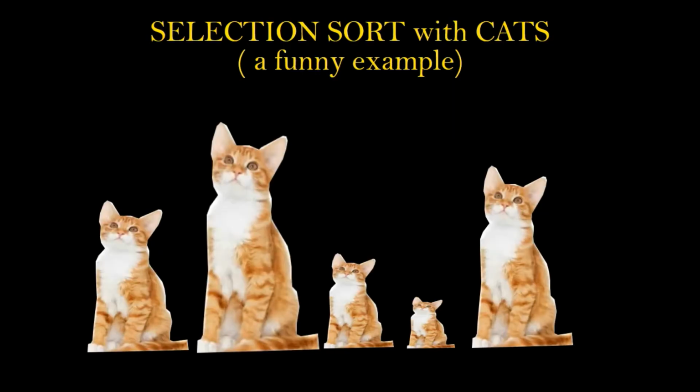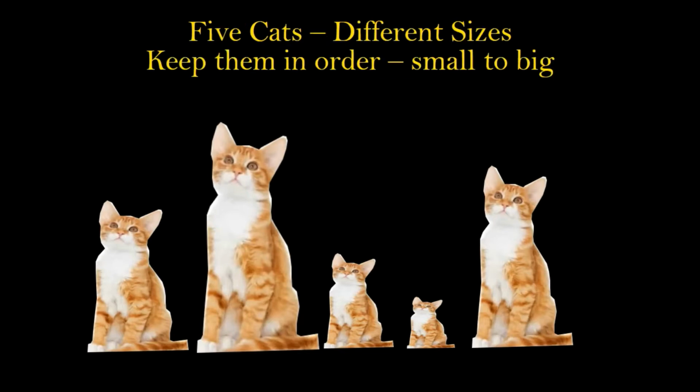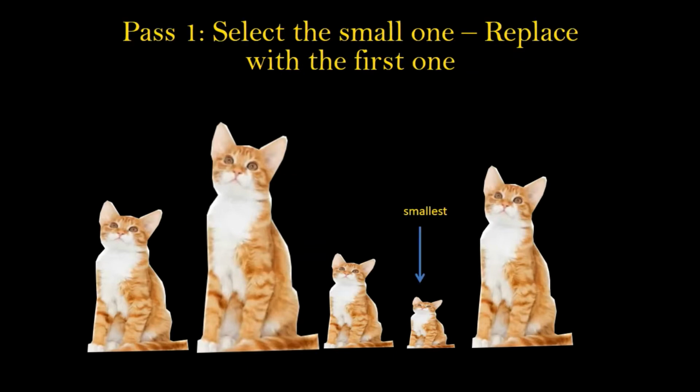Let us see a small example. Selection sort with cats. Here we have 5 cats of different sizes. We need to keep them in order from small to big. Let us try to apply the selection sort technique. In pass 1 of selection sort, we select the small one. Here we will select the small cat among these 5 cats and we replace that cat with the first cat.